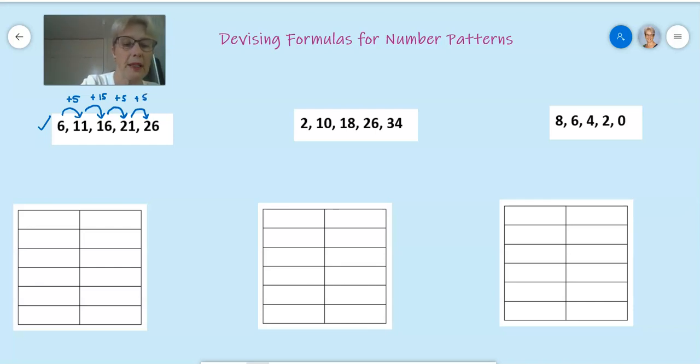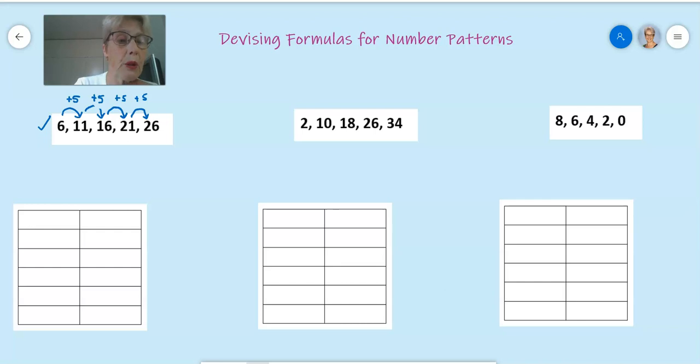And I've made a little mistake there. That should be 5. So let's just change that to plus 5. So my rule for this first sequence is plus 5. This simply means that if I want to come up with the next term in the number pattern, I simply add 5. So what is the formula? How do we calculate the formula?